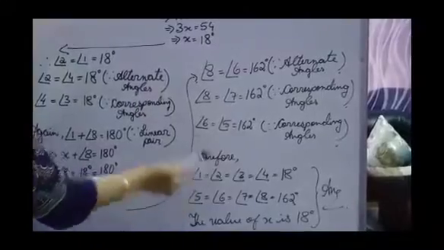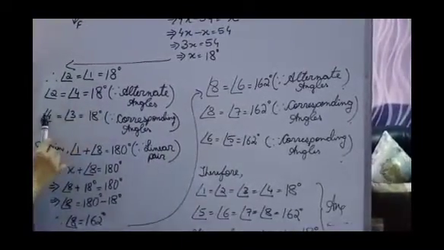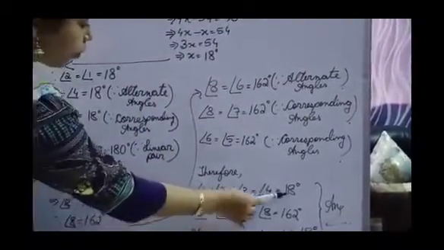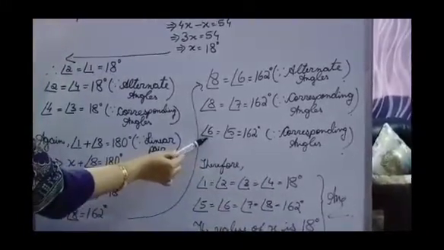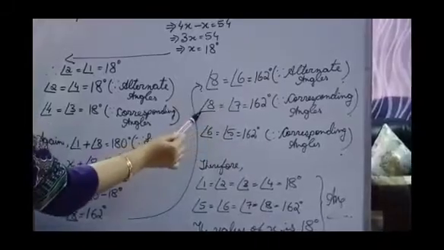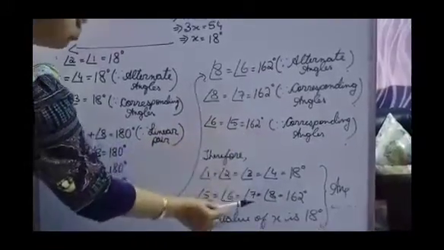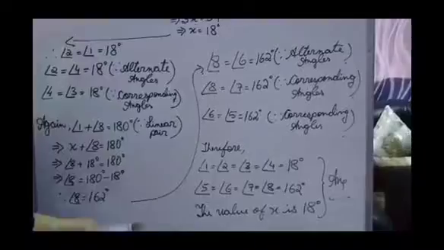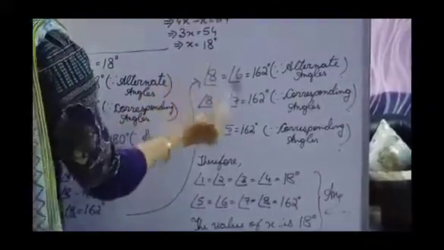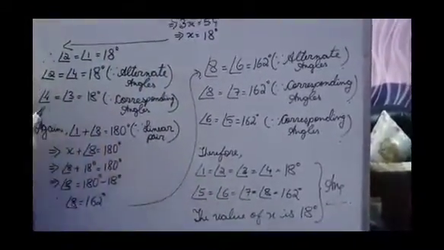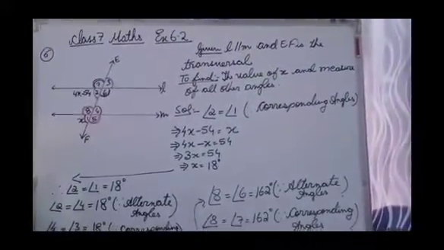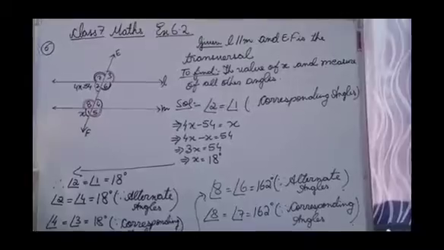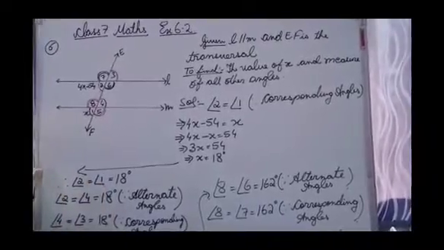Angle 1 is equal to angle 2 is equal to angle 3 is equal to angle 4 is equal to 18 degrees. Again, angle 5 is equal to angle 6 is equal to angle 7 is equal to angle 8 is equal to 162 degrees. And the value of x is 18 degrees. Number 7 will be done in the class when the school reopens, but till then you can keep on practicing. Now we will go to the revision exercise of lesson 6.